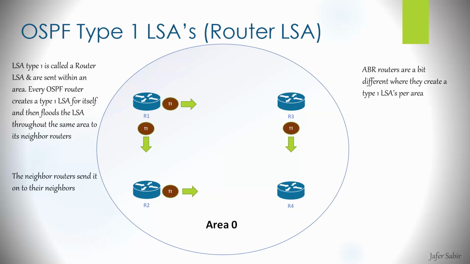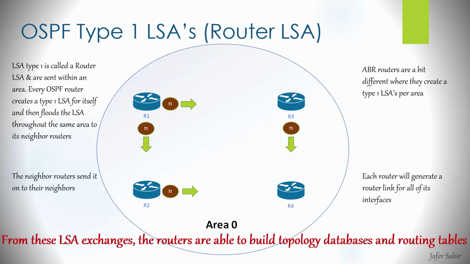ABR routers, which we'll talk about shortly, are a bit different, where they create a type 1 LSA per area as they are connected to multiple areas, but internal routers like these ones in the middle just create the one LSA about themselves. And each router will generate a router link for all of its interfaces. So all OSPF speaker types generate type 1 LSAs. They are only advertised in the area, which includes the router's own topology information and routing information. So that's type 1 LSAs.